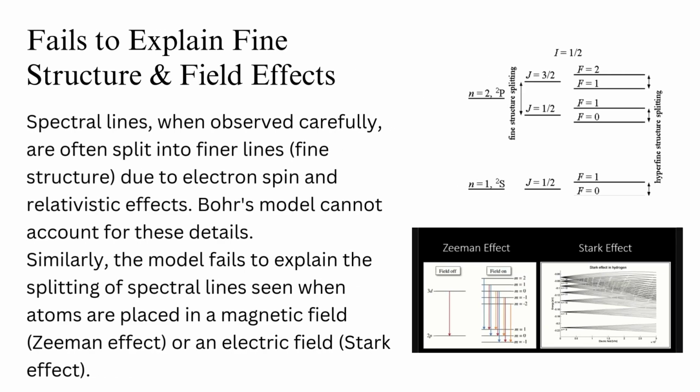Fails to explain fine structure or field effects. Spectral lines, when observed carefully, are often split into finer lines, fine structure, due to electron spin and relativistic effects. Bohr's model cannot account for these details. Similarly, the model fails to explain the splitting of spectral lines seen when atoms are placed in a magnetic field, Zeeman effect, or an electric field, Stark effect.